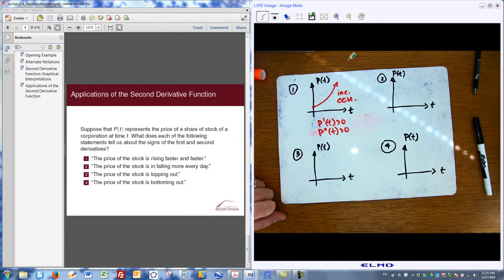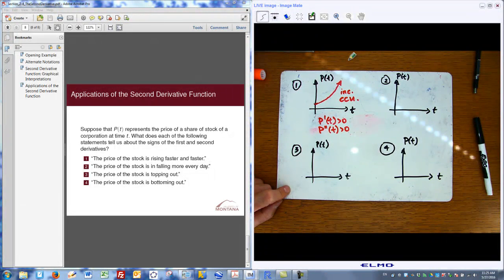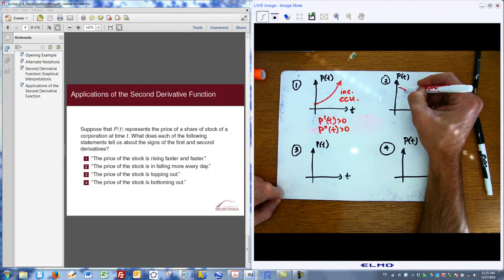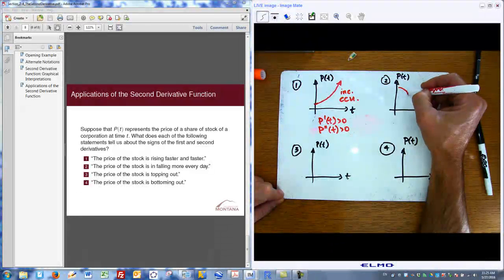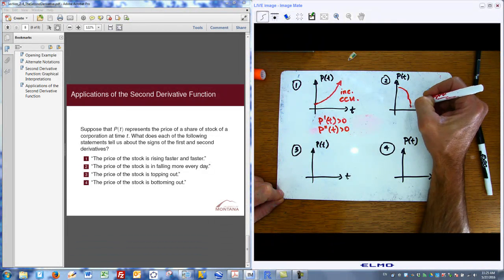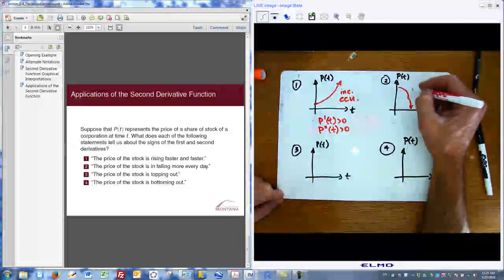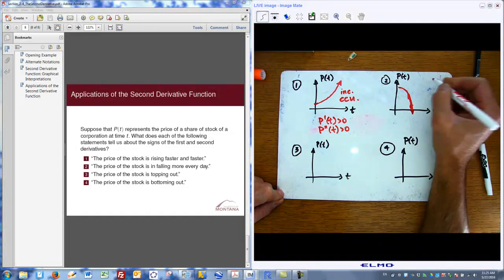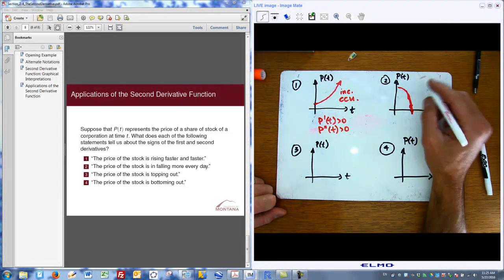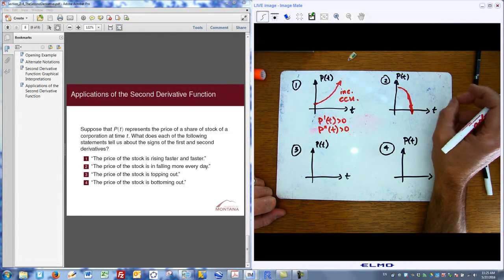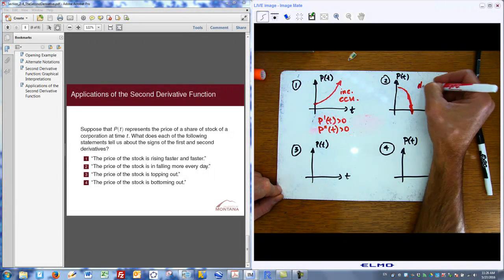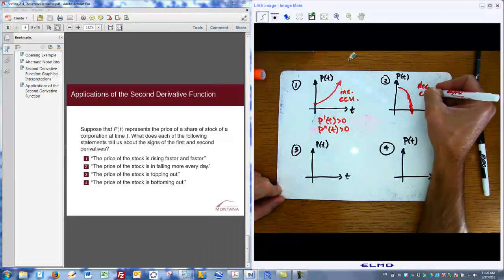Okay, so let's go to the second one. The second one says the price of the stock is falling more every day. So the stock is falling. So what it falls in the first day, it will fall even more in the second day and even more in the third day. So we have something like this. So something like a function that's falling more and more every day. So the acceleration in falling is increasing. So let's think about that. So it's a decreasing function and it's concave down.